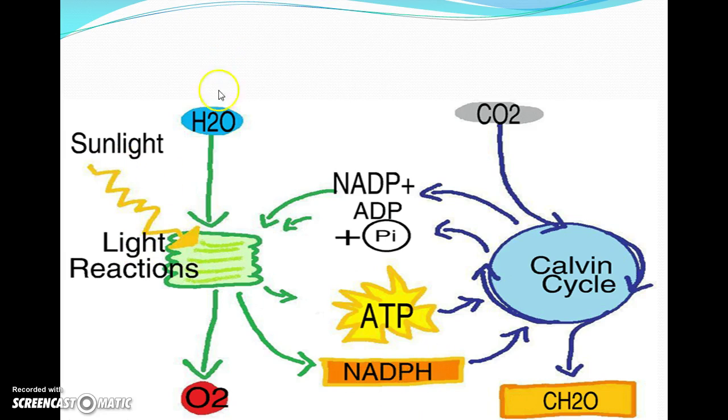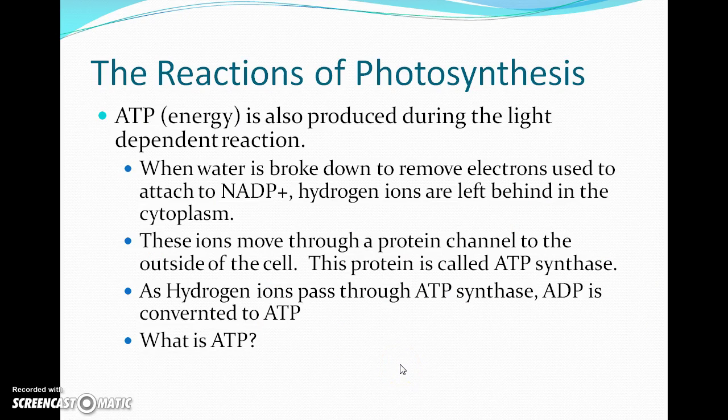So you've got sunlight coming in, you've got water coming in. Then when we go over to the Calvin cycle, we have carbon dioxide coming in, and that carbon dioxide is going to be converted into part of that glucose molecule that we saw earlier. Out of the Calvin cycle, it recycles that NADP+, and it also gives off ADP. ADP and this phosphate group are put together to make ATP. So we have ATP, which is our chemical form of energy, also produced during this light dependent reaction.